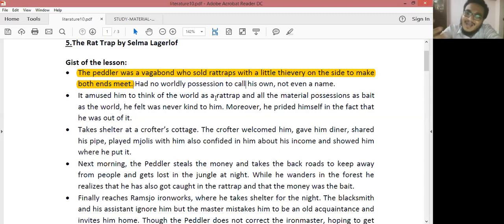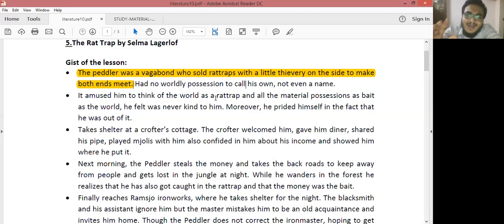Rat traps. See, someone is a man of physics, whatever he thinks, he will relate to physics. Someone is a man of literature, whatever he speaks, he will be poetic. So as humans do, their nature becomes the same. So as it amused him, though he was having a rat trap and selling rat traps, he started comparing the world to a rat trap. What comparison did he start doing?